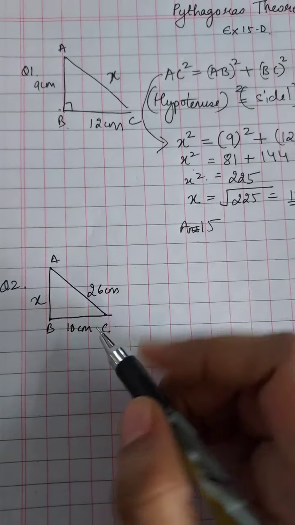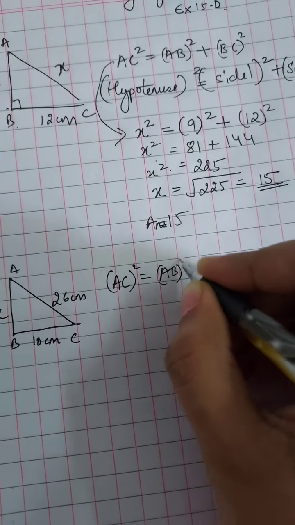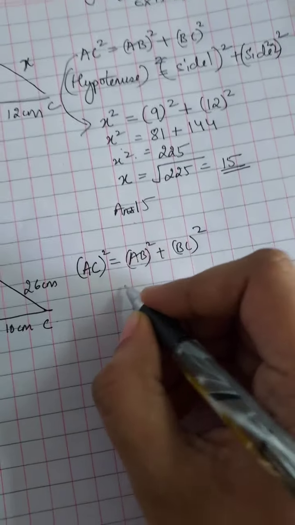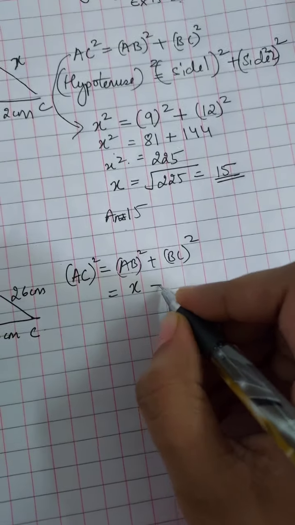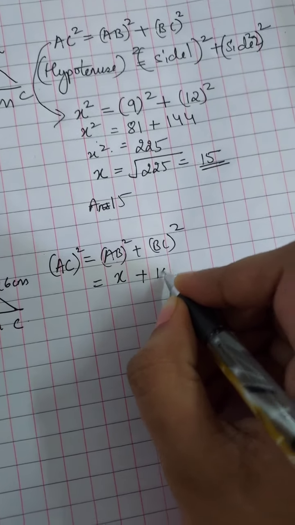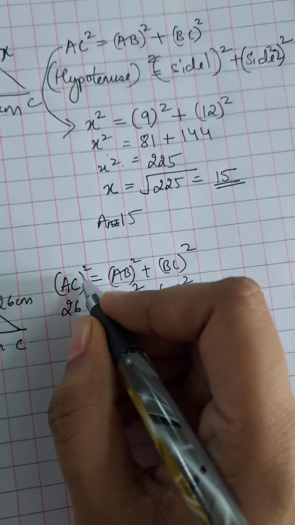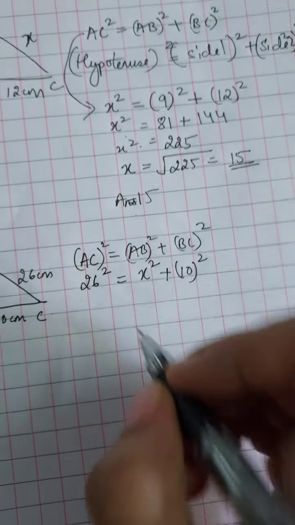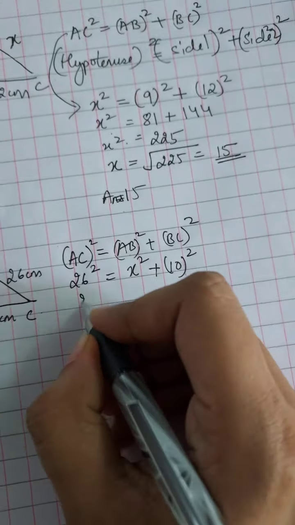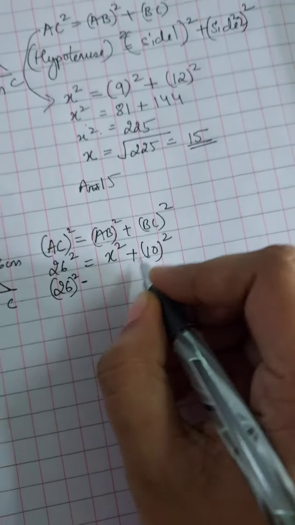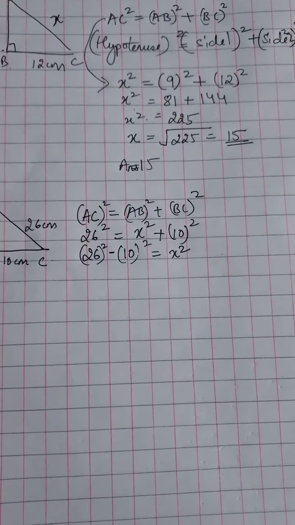On considering it x, we will apply the same theorem, which says AC square is equal to AB square plus BC square. AB we do not know, we have considered it x. BC we know it is 10, so we have to do the square of 10. And AC is given, it is 26. Before finding the squares, I am bringing this 10 here: 26 whole square minus 10 whole square will give you the x square value.